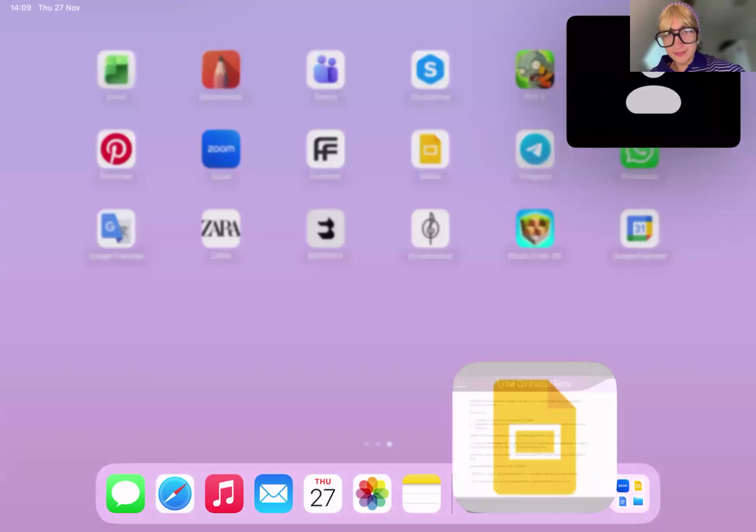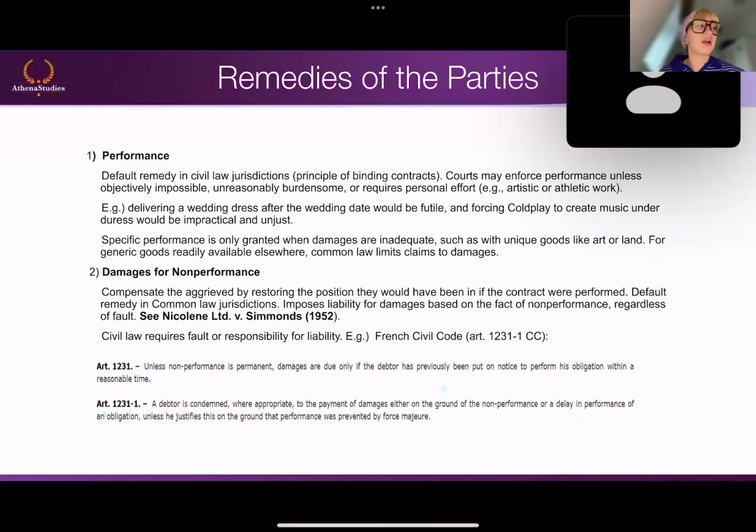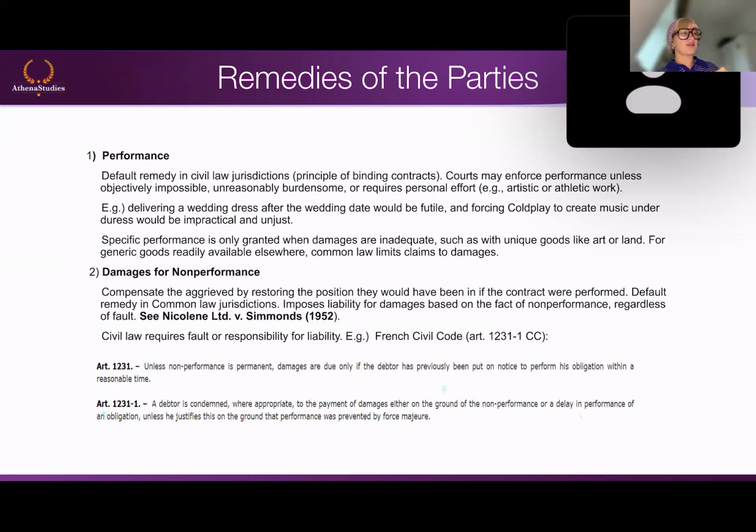So we continue then. We do remedies of the parties. So here, the question is, what can I do if the other party messes up and does not really fulfill its obligations? Like, what do I do? There are different approaches here as well. As always, English law is different.